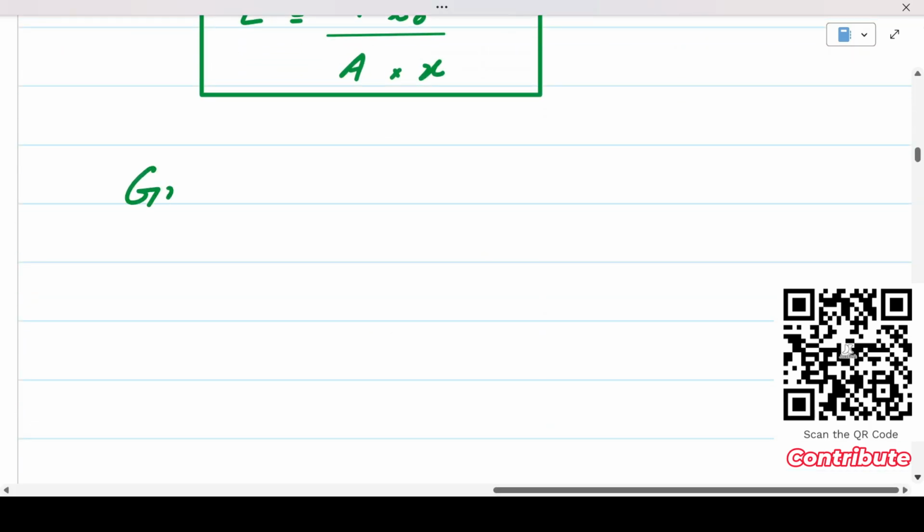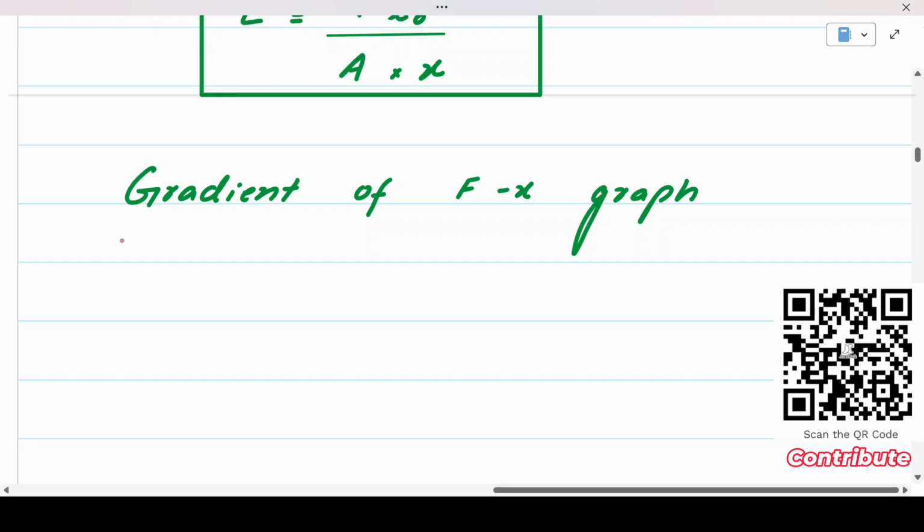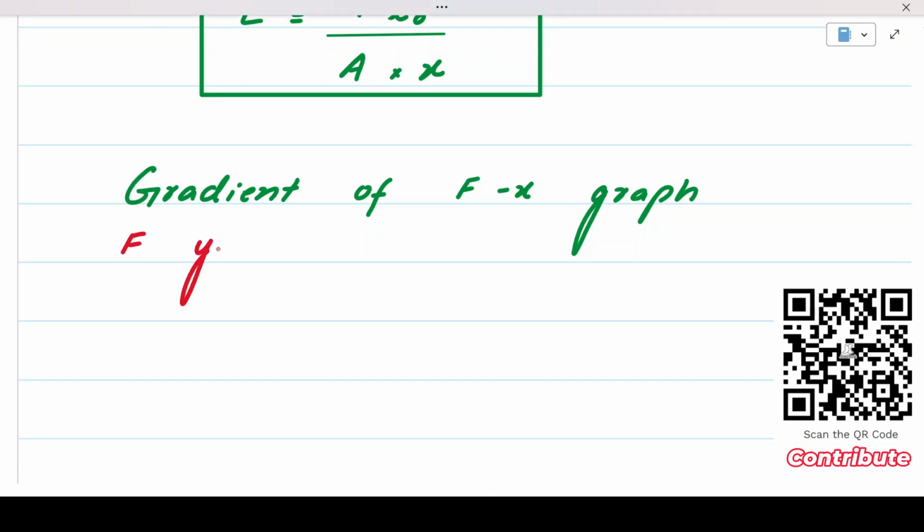The gradient of a force extension graph, in such a way that you have force on the y-axis and extension on the x-axis. It could be extension, could be compression. Then the gradient of this graph would give you spring constant K.